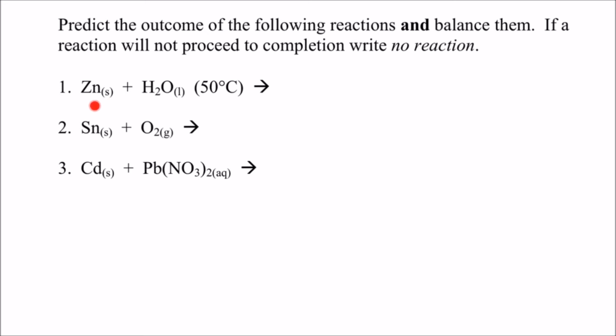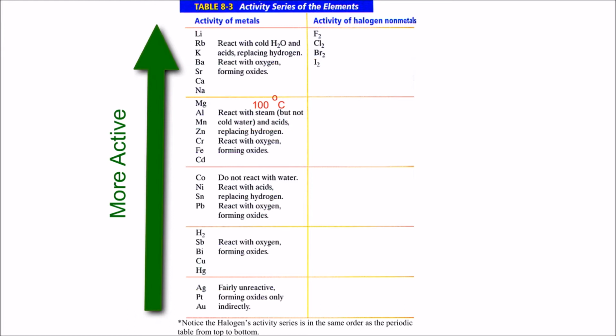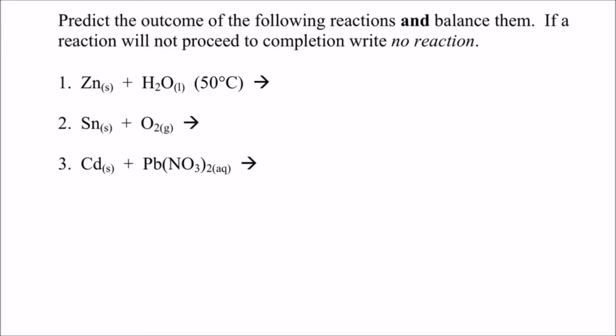Again, we have an element plus a compound, okay? That is our signifying characteristic. Alright, so we have zinc right here, and it says that it will react with steam, but not cold water. That means that the water needs to be at least 100 degrees Celsius before anything's going to happen. Here, the water's at 50 degrees Celsius, so what should we predict over here? No reaction. Okay? RXN is just an abbreviation for reaction. Alright, let's do the next one.